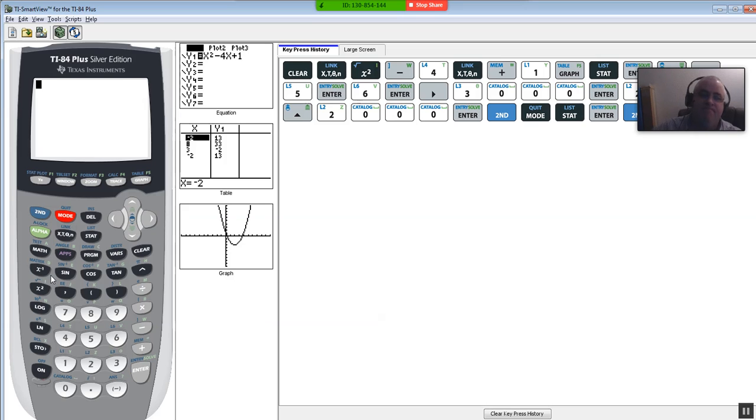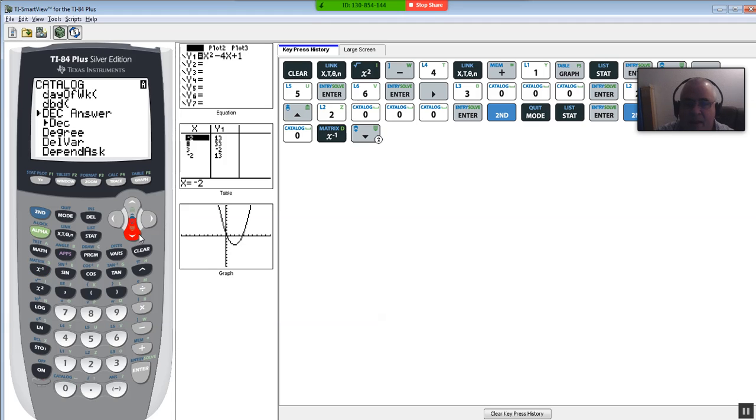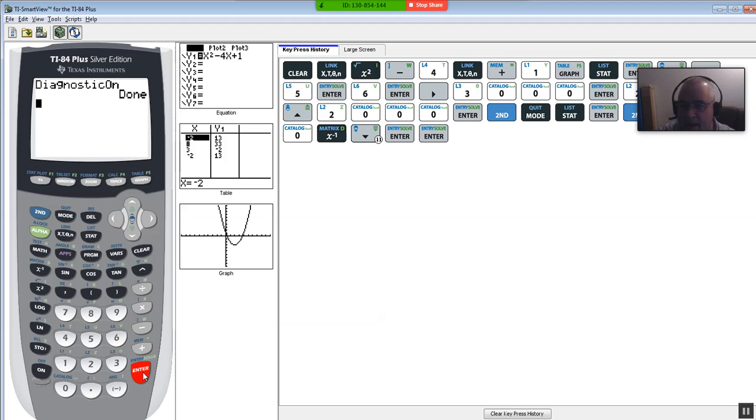To create the model, what you can do is your diagnostics should be on, which they should be if you turned them on earlier in the course. We go into second 0 for the catalog. Push your x to the -1 button. That's actually your inverse button. It'll take you down to the D's. And you want to choose diagnostics on. Right there. And you press enter a couple times.